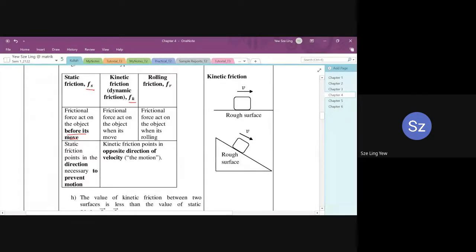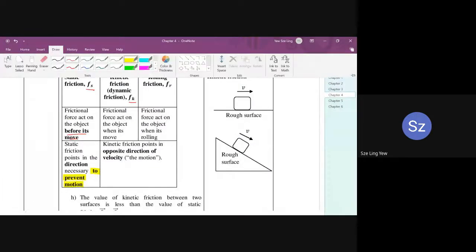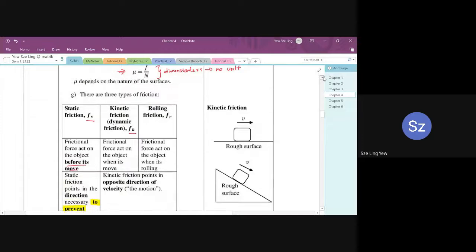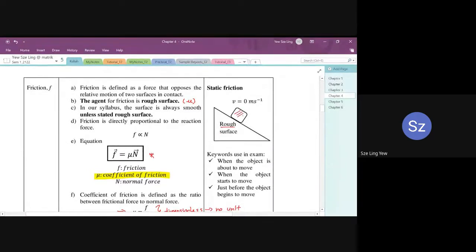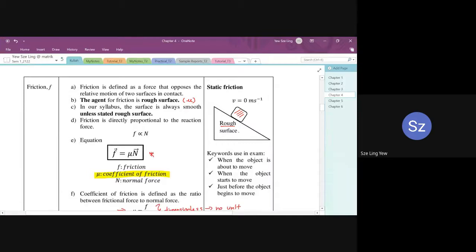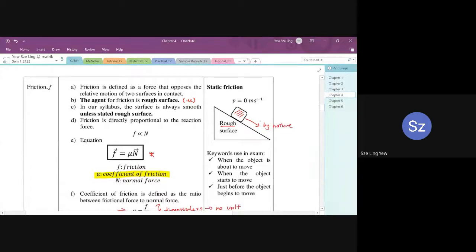The direction of static friction points in the direction that is necessary to prevent the motion. So what does it mean to prevent the motion? How are we going to guess the direction? Let's see. If you look at the diagram on the right-hand side, for static friction, the object is not moving. If you look at this box, by nature, if we have a smooth surface, then our object should go downwards. By nature, the direction of motion should be going down.